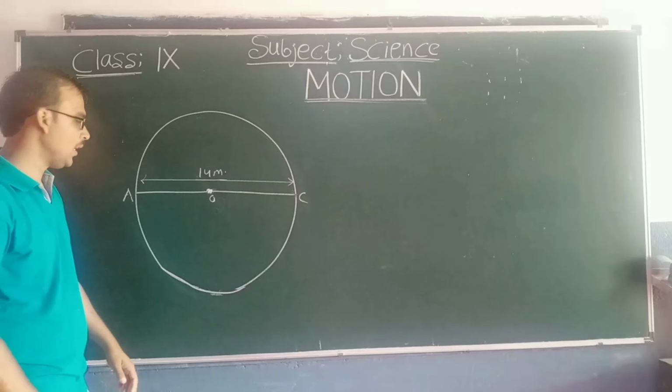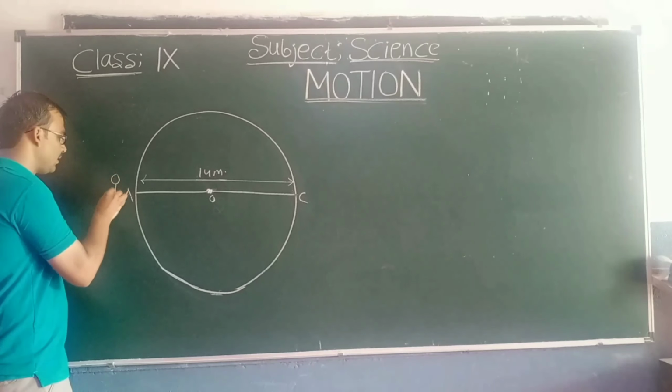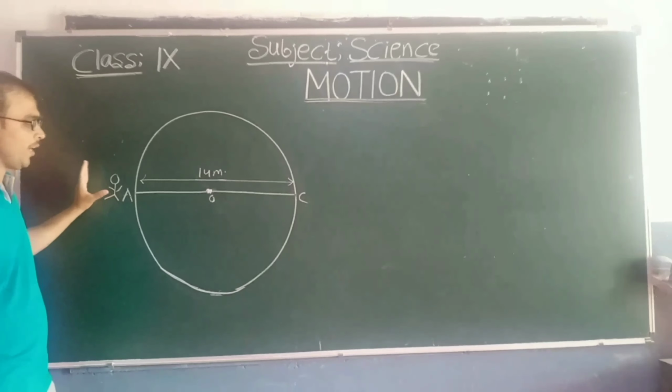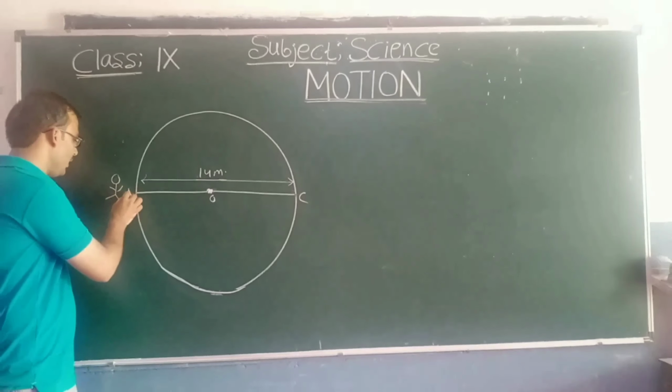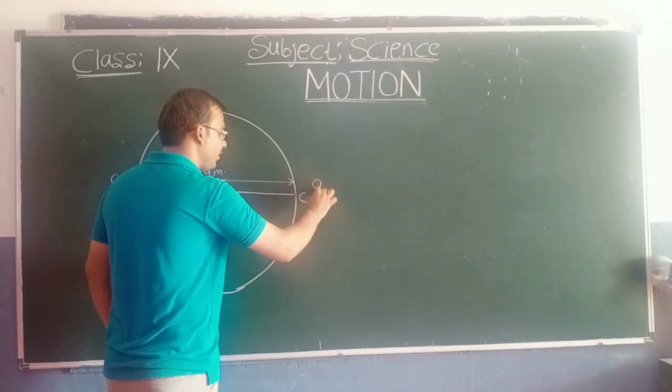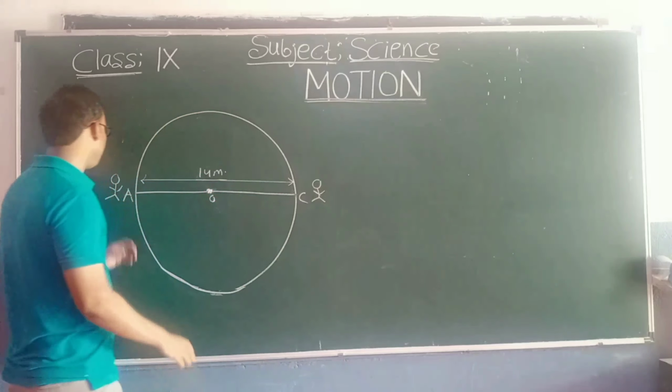So now let us imagine the man is standing at the place A. He is standing at point A. So now he moves from A and stops at C.